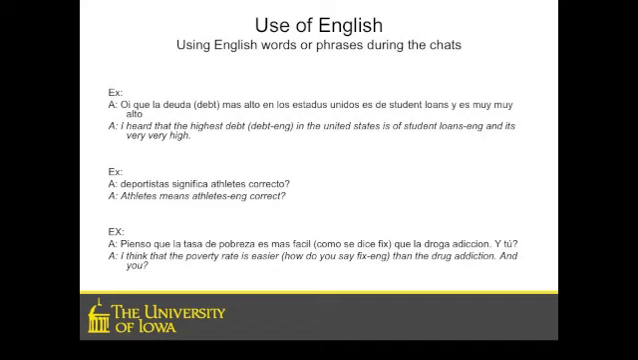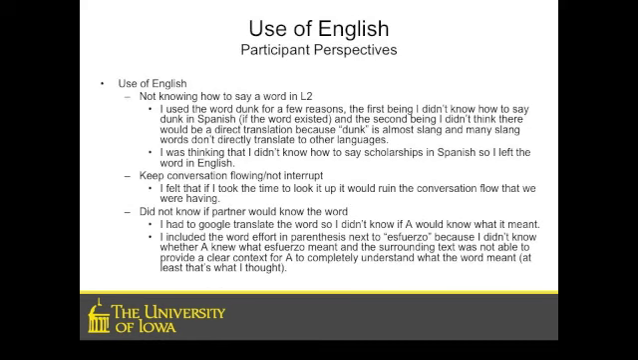The next strategy prevalent in the chat discourse was the use of English. English was used in the chats normally only at the word or phrase level, such as in the following examples. "I heard that the highest debt in English, in the United States is of student loans, also in English, and it's very, very high." "Athletes means athletes in English, correct?" "I think that the poverty rate is easier, how do you say fix in English, than the drug addiction, and you?"